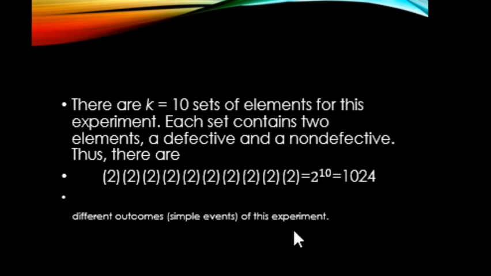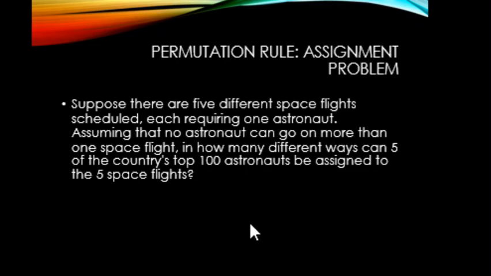Okay, so now since we have 10 items, in our case k is 10, and each set has 2 items, either defective or non-defective. So each place can be either N or D. So 2 possible outcomes here, and N1 is 2, and N2 is 2, and N3 is 2, and so on, and N10 is again 2. So if we multiply all these possible outcomes for each one, we get 2 raised to 10, or 1024, which is the same as what we have seen earlier, but it's another way to find this.